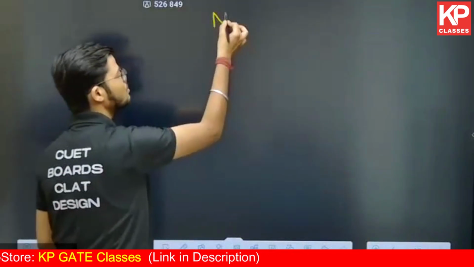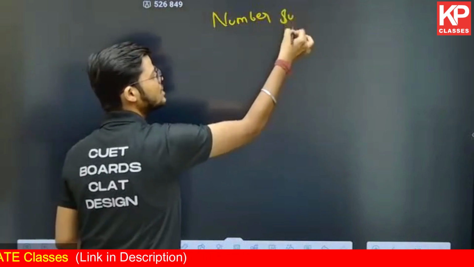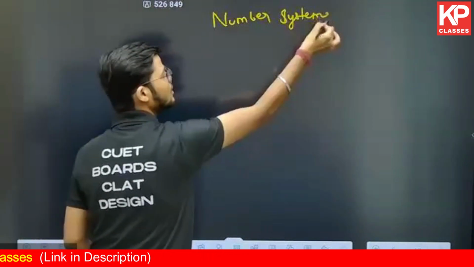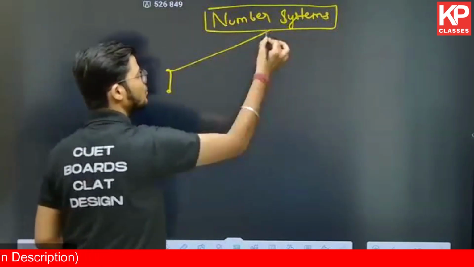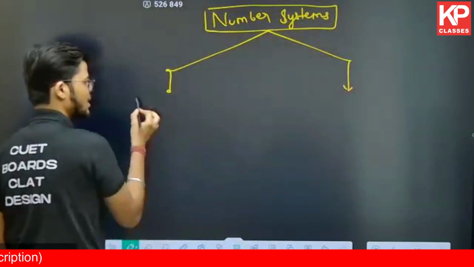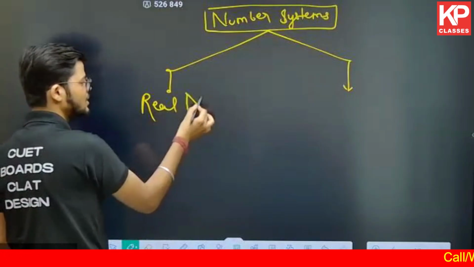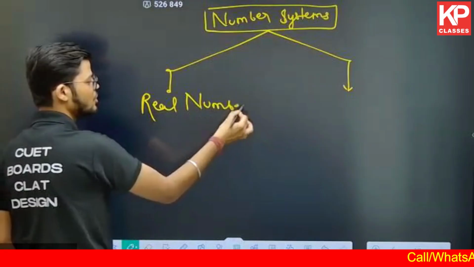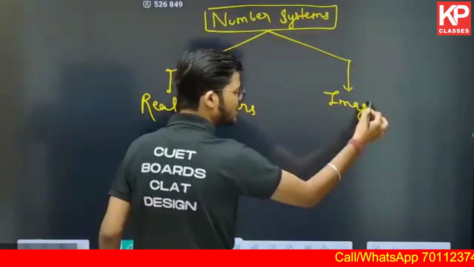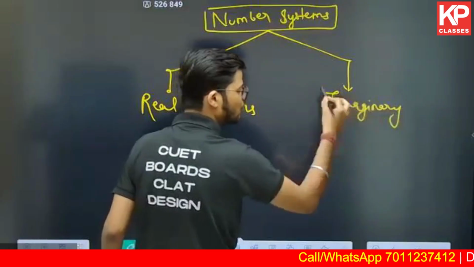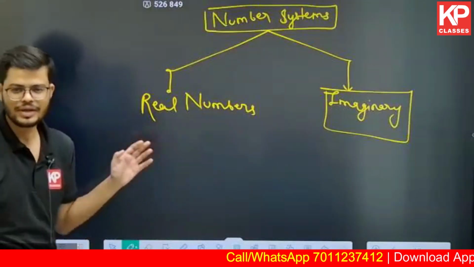If we talk about number system, this is the foundation of the complete QA. We need to understand what types of numbers there are that we'll be using in arithmetic. Now these numbers are divided into two parts. The first type is called real numbers. The second type is imaginary numbers. In our exam, you will get no question on imaginary numbers. You will get questions only on real numbers.